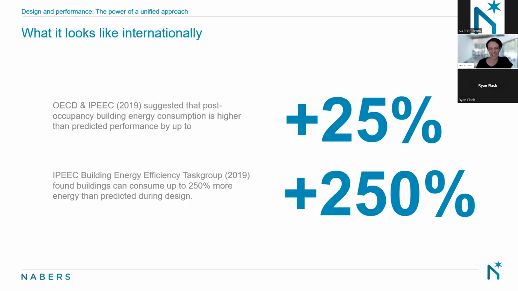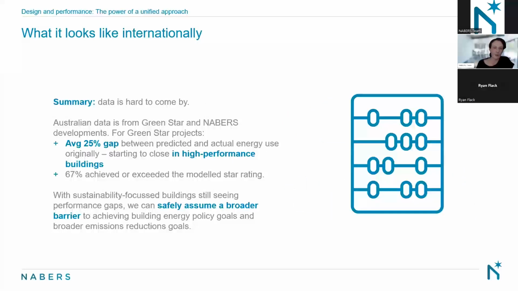The numbers vary, and there are a lot of really interesting reasons why, which we'll cover off a little bit. But around 25% is the common figure that we see. And there are some really terrifying figures as well. We see like 250%, one study found 380% for some buildings. So, a lot of variation, but the key takeaway is that whatever the study is, there is always a performance gap.